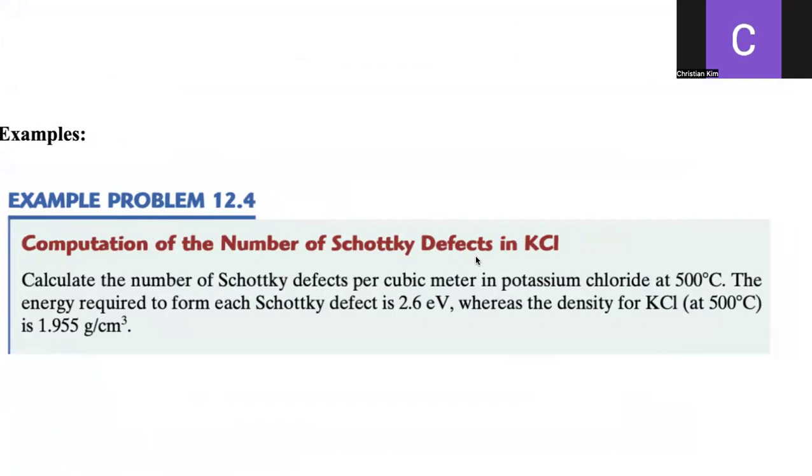So we're asked to calculate the number of Schottky defects per cubic meter, which is how you calculate the amount of Schottky defects. It's not, oh, I have this amount of Schottky defects. It's based on, oh, I have this amount of Schottky defects per cubic meter. And the same thing for calculating the amount of Frenkel defects in potassium chloride at 500 degrees Celsius. The energy required to form each Schottky defect is 2.6 electron volts, whereas the density of KCl at this temperature is 1.955 grams per centimeter cubed.